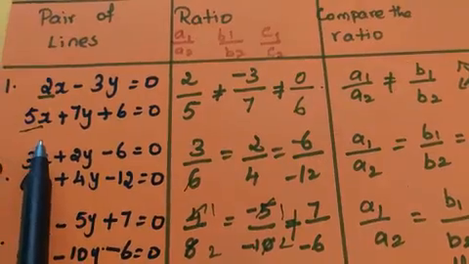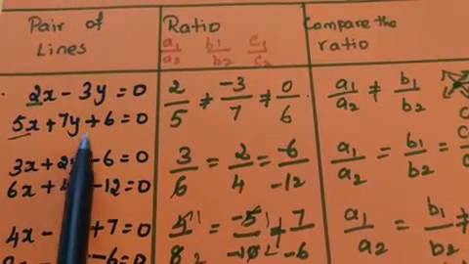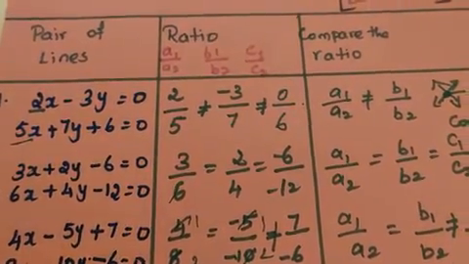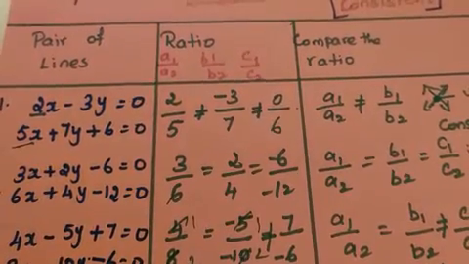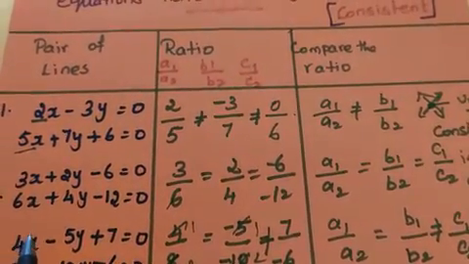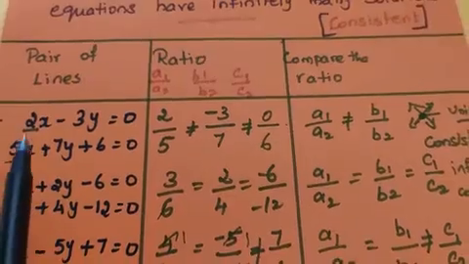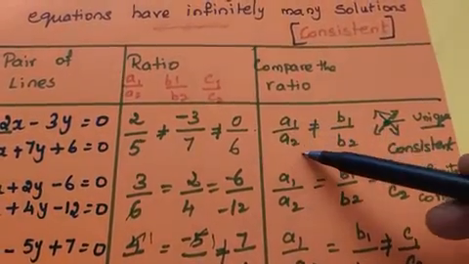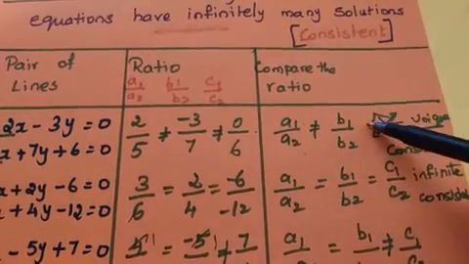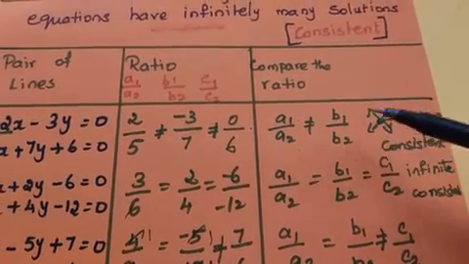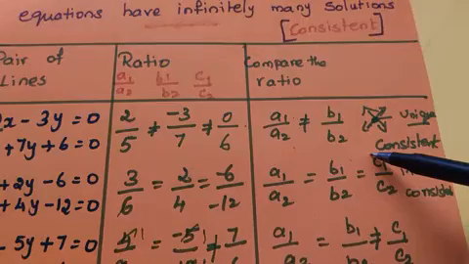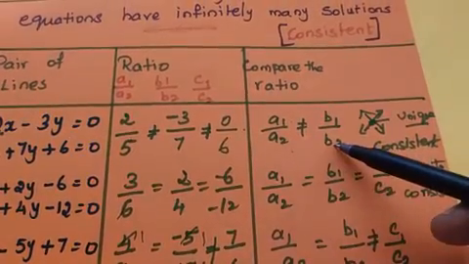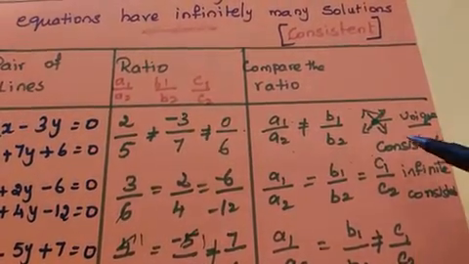And then the second equation is 5x plus 7y plus 6 is equal to 0. Here, what ratio will we take? Yes, the coefficients of x and y, that is a1 by a2. The condition is that a1 by a2 is not equal to b1 by b2, as well as not equal to c1 by c2. Otherwise, these two are not equal, right?